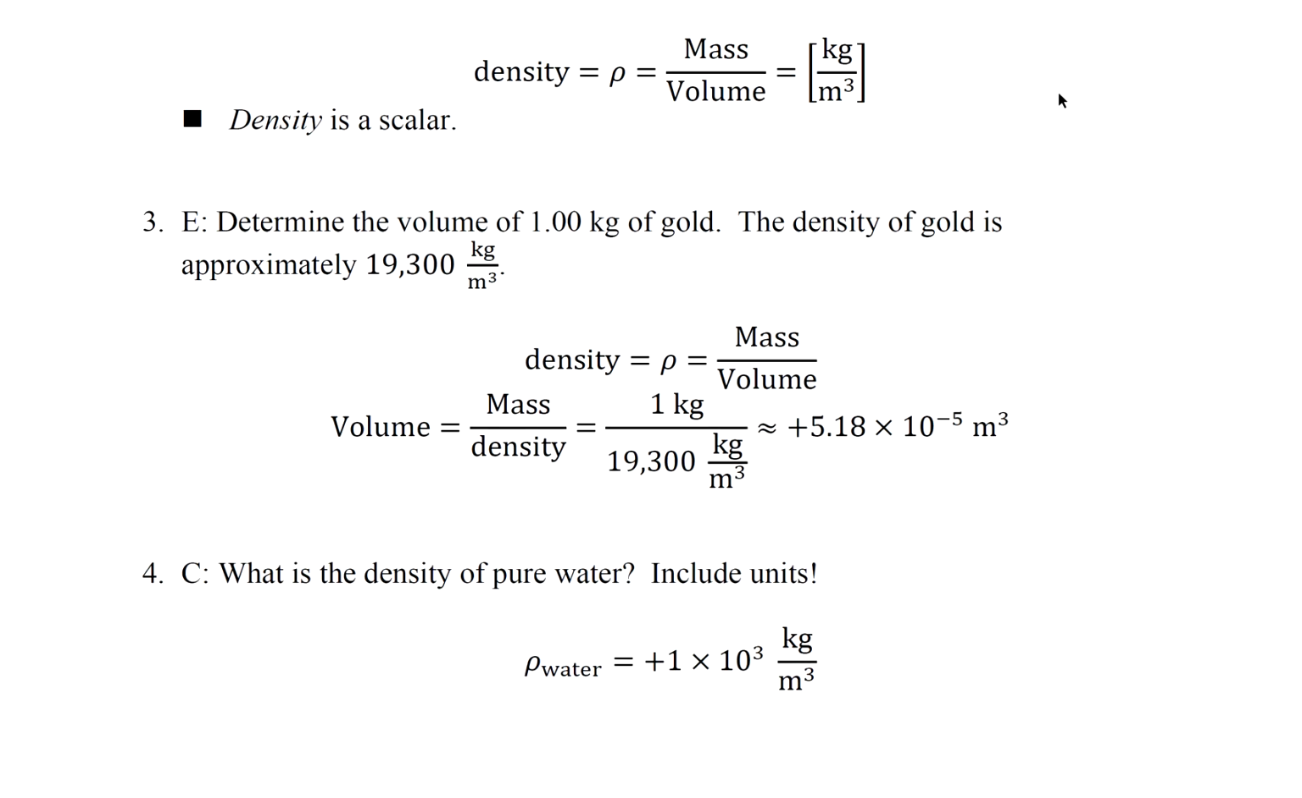Question 3. Determine the volume of 1 kilogram of gold. The density of gold is approximately 19,300 kilograms per meters cubed. So we'll take this equation for density. We're going to solve for volume. We know the mass is 1 kilogram. We were given the density of gold.